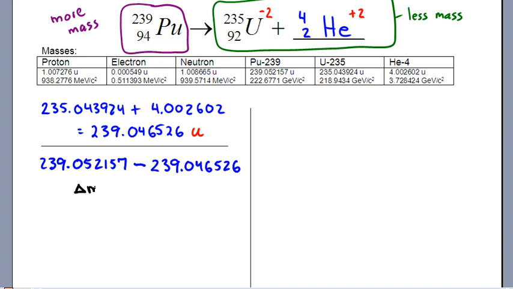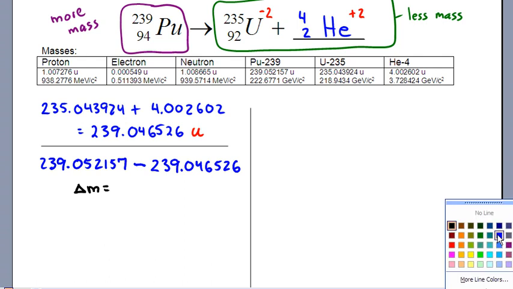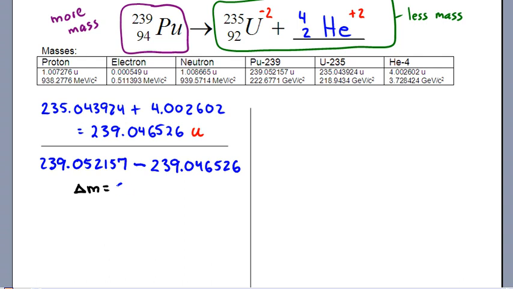It doesn't really matter. So that change in mass, that missing mass from one side to the other, we're seeing a loss of 0.005631 atomic mass units. Again, these are roughly speaking the mass of a proton. So about half of 1% the mass of a proton. That's what that's saying. It's gone. It's been converted into energy.